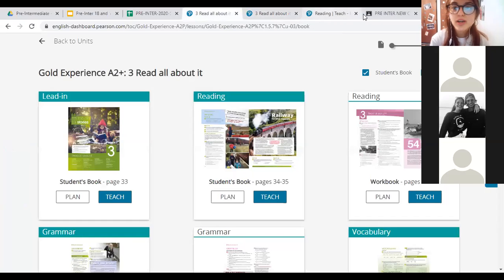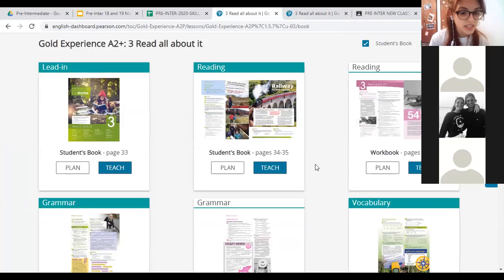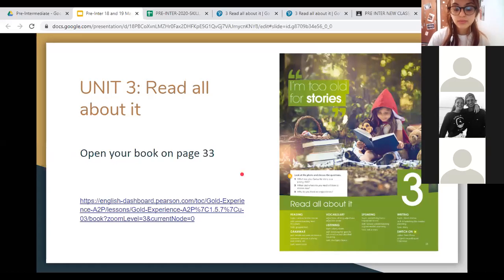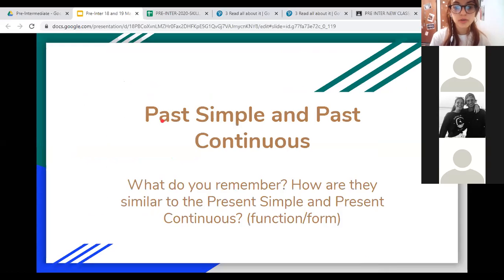Okay, we are gonna work on the next page. This one is page 36. But before we go there, we are going to be working with grammar, so we are going to review past simple and past continuous.